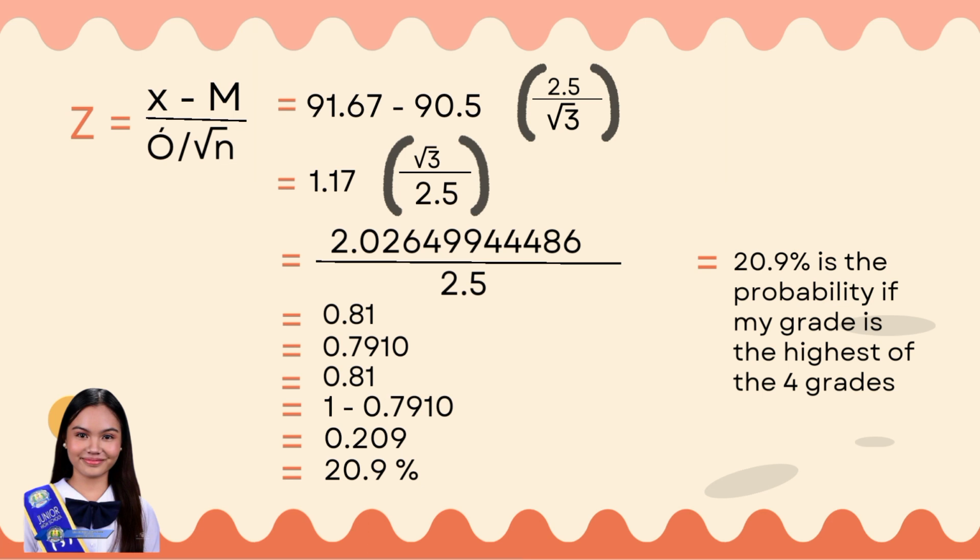Then we will proceed by using its reciprocal. So, 1.17 multiplied by the square root of 3 over 2.5. We will first multiply 1.17 with the square root of 3 and then divide the product with 2.5. We arrive at the answer of 0.81. We will locate it from the z table, and we found the value of 0.7910. We will subtract 0.7910 from 1, so we arrive at the answer of 0.209. We got 20.9% as the probability that the leader's grade is the highest of the 4 grades.